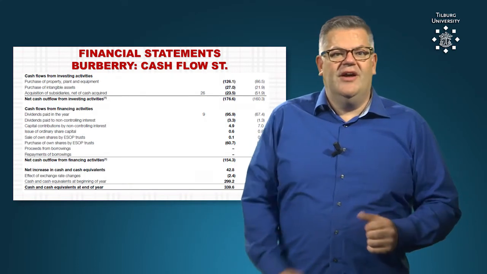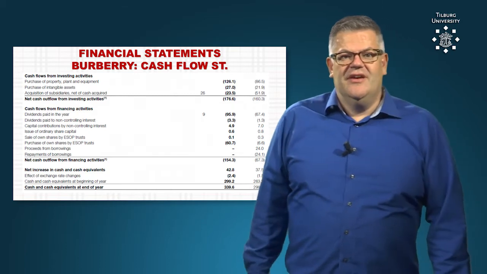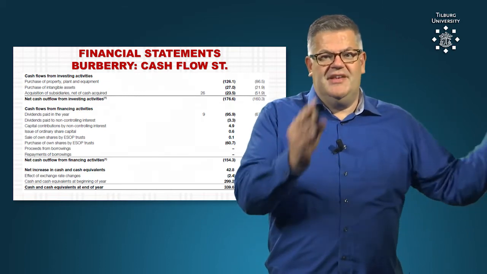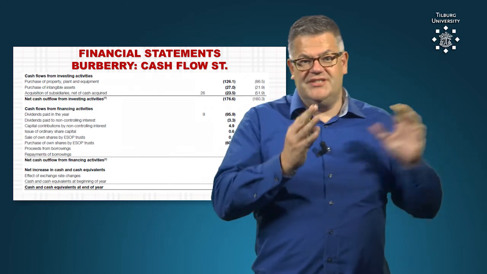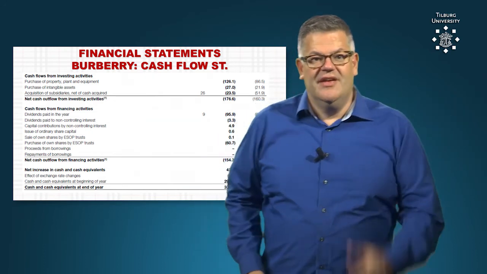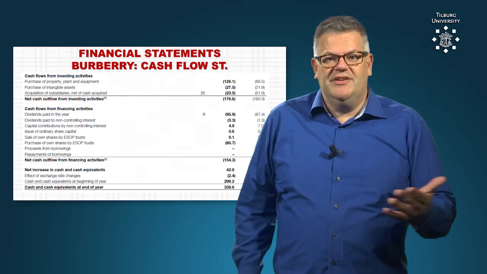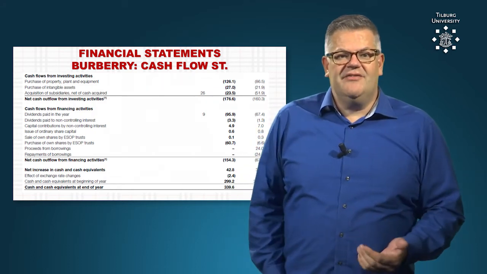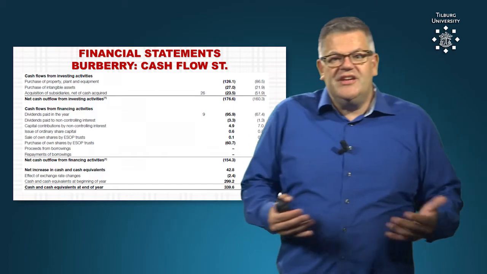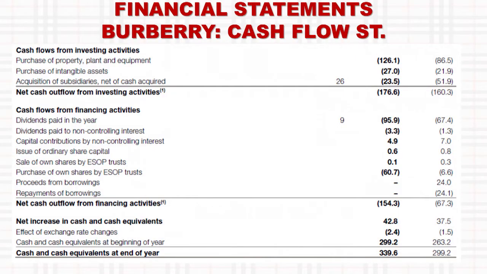So then we see the flows from investing activities. Purchased property, plant and equipment, that's cash out because you purchase them, so your cash is going out. Then on the other hand, we also see the purchase of intangible assets, again cash out. And the acquisition of a subsidiary, net of cash acquired, that's something like 20. So I get 170 cash out for my investing activities.